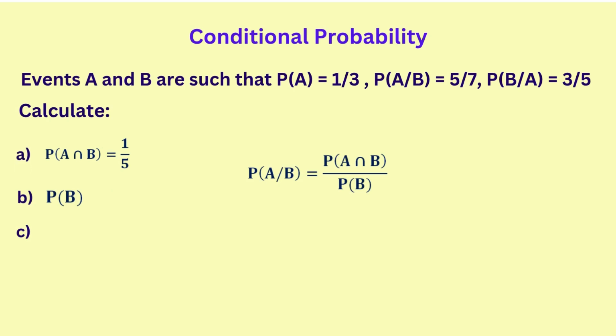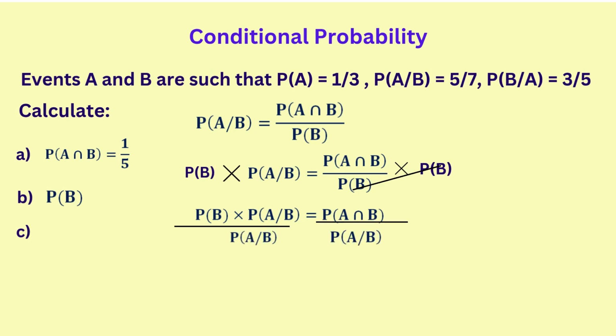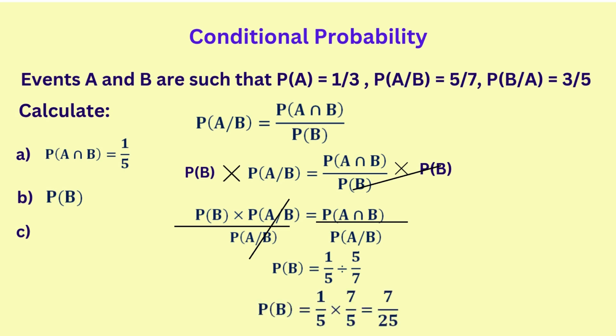To find the probability of B, we'll transpose using the formula with A given B. To do this, we can multiply both sides by the denominator, that's the probability of B, and then divide both sides by the probability of A given B. And now we have an expression for the probability of B. Replace the probability of A intersect B with 1/5, and divide by the probability of A given B, which is 5/7. So the probability of B is 7/25, or 28%.